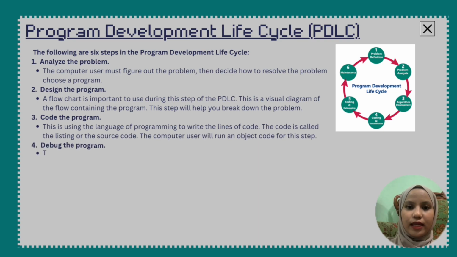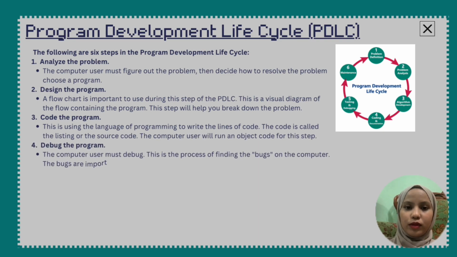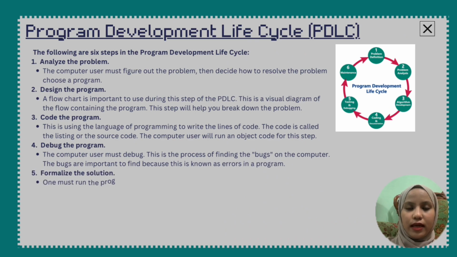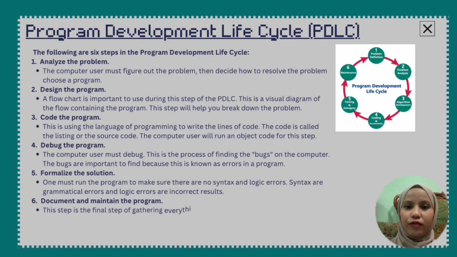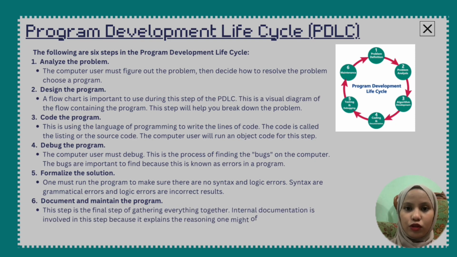Firstly, we analyze the problem. We decide what problem to be solved and choose the program. Secondly, we design the program. And next, we code the program, and then we debug the program to find the error. And then we formalize the solution. And lastly, we document and maintain the program.